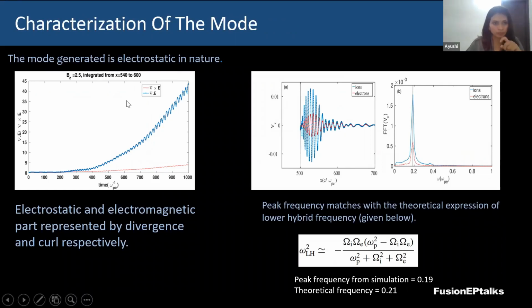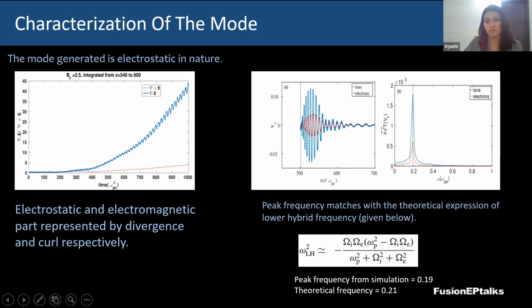To characterize this mode, first of all, we take a plasma slab in the bulk plasma. We take a small area and we integrate the divergence and curl of the electric field and plot them as a function of time. We see that the divergence in the plasma medium increases with time, whereas the curl is still very low. This suggests that the electric perturbations inside the plasma medium are electrostatic in nature. So the mode which is generated in the plasma is electrostatic.